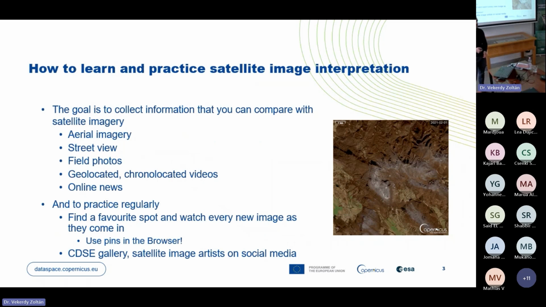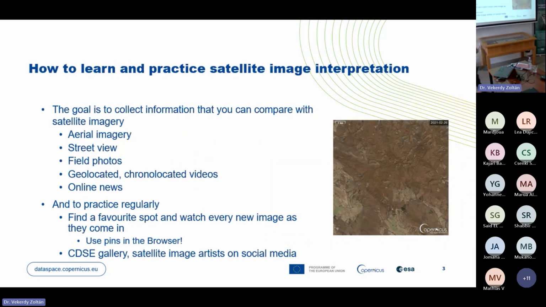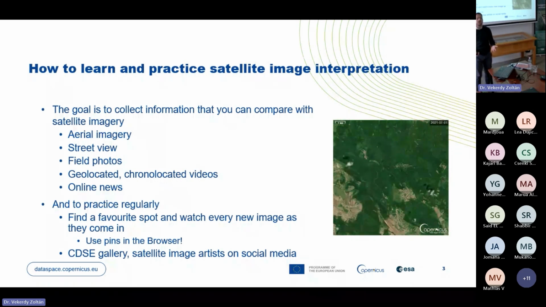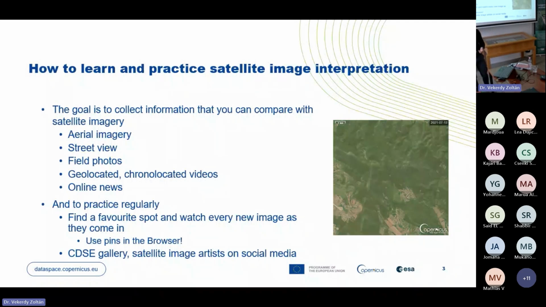Okay, so, how do you learn satellite image interpretation? What you actually want to do is collect information that you can compare with your satellite image. So if you start thinking with this mind, a lot of the spatial information out there is something that you can compare. The simplest one is aerial imagery. So you can use Google Maps.